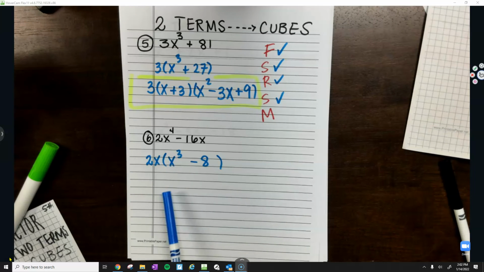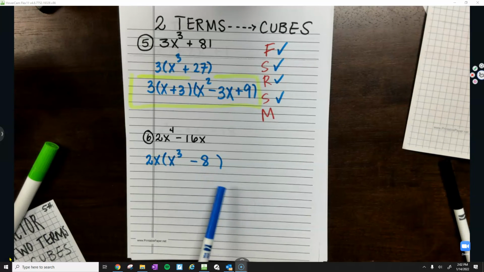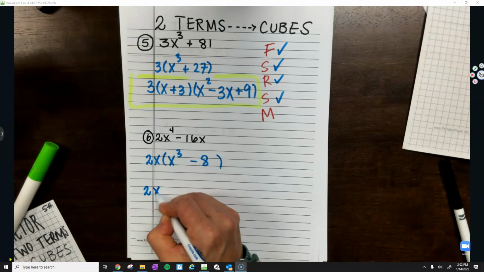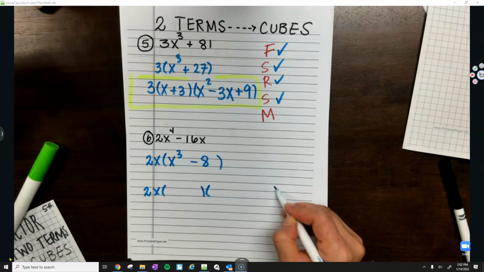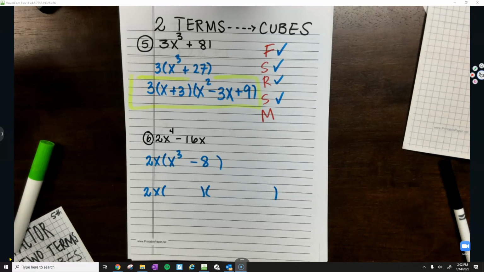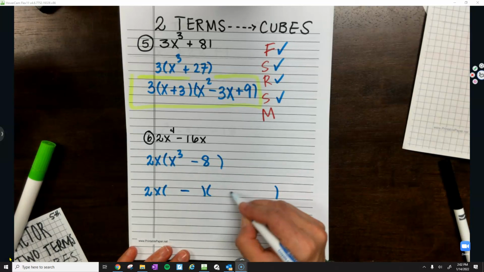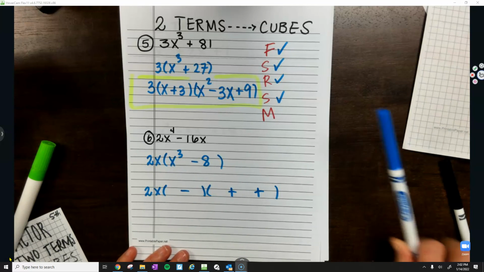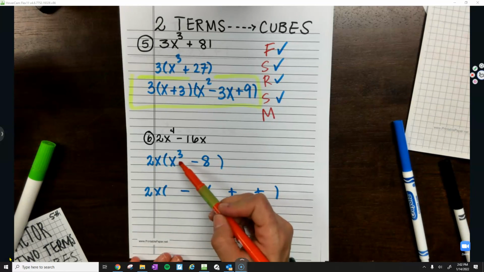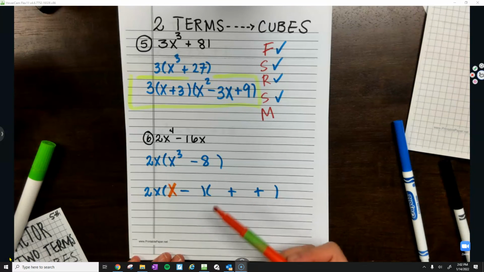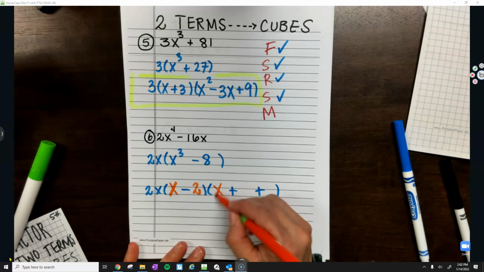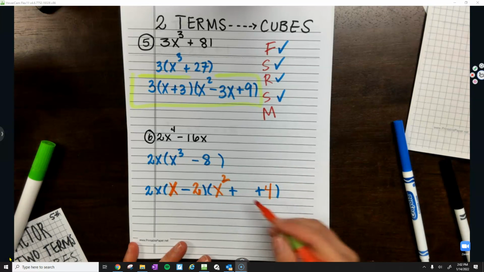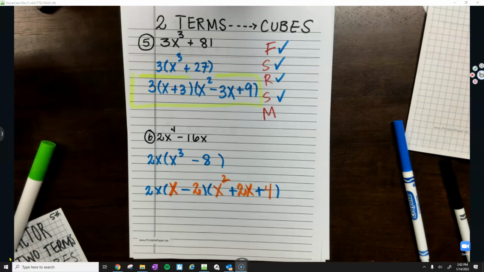Y'all, that's now a perfect cube. It's a difference of perfect cubes. 2 times 2 times 2 makes 8. So recopy your GCF on the outside. Draw some space for a binomial, then draw some space for a trinomial. All right, let's do it. This is going to be a minus, opposite, always positive. The cube root of x to the 3rd is x. Cube root of 8 is a 2. Now we're going to square that stuff. And then don't forget your middle piece where you just multiply them together.